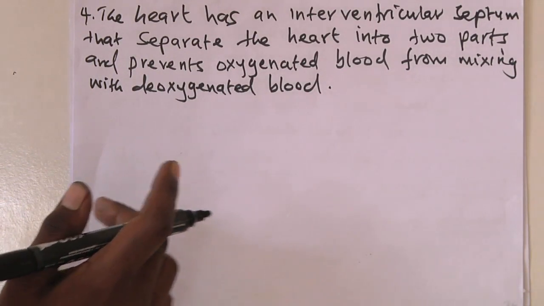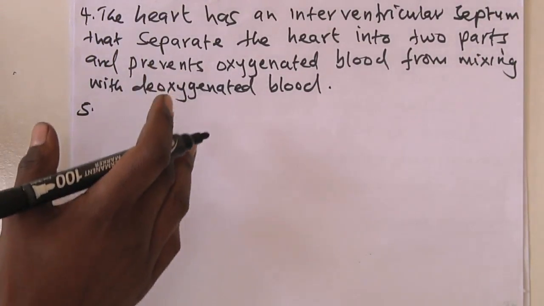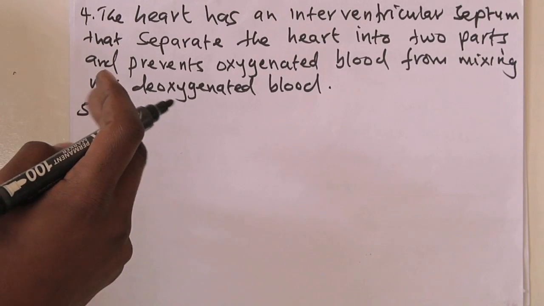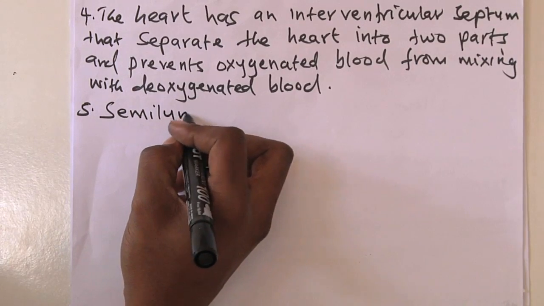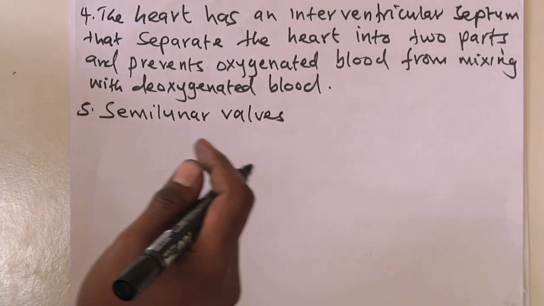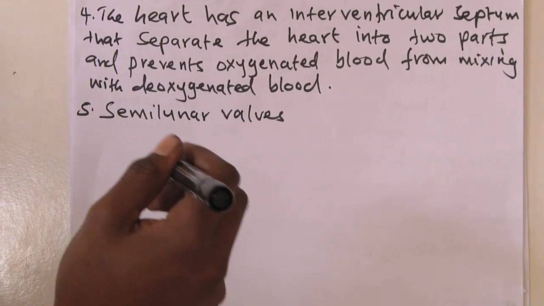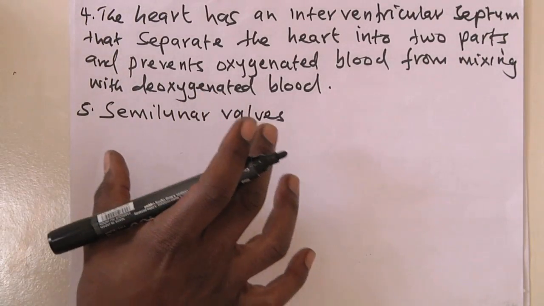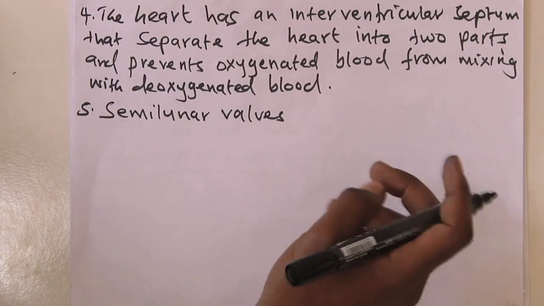Now, apart from that, we are talking about a fifth function of the other parts of the heart. The other parts of the heart is what we call the semilunar valves. And these semilunar valves, we earlier did mention that they are found at the base of the major arteries. And what do these semilunar valves actually do? When you look at them, they are cup-like in nature. And what do they do?